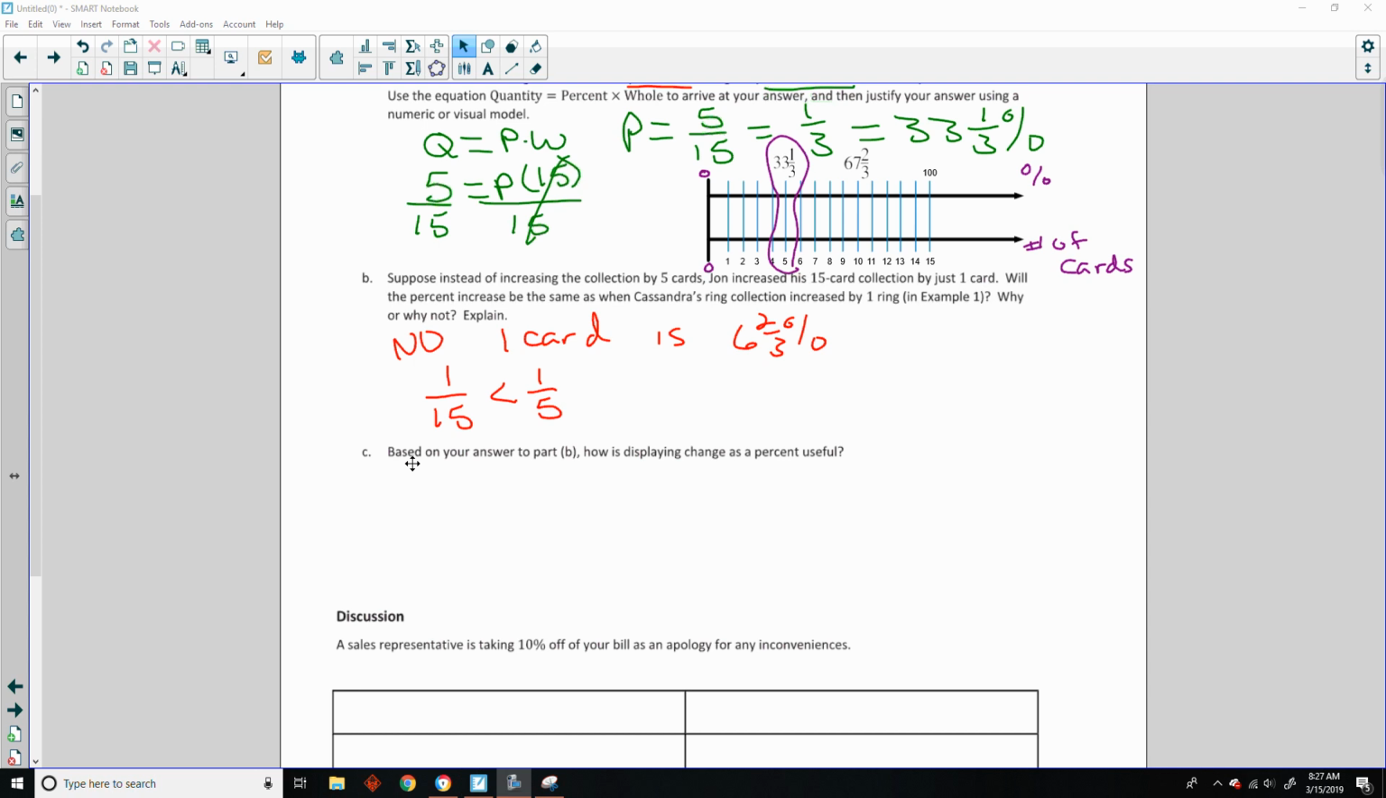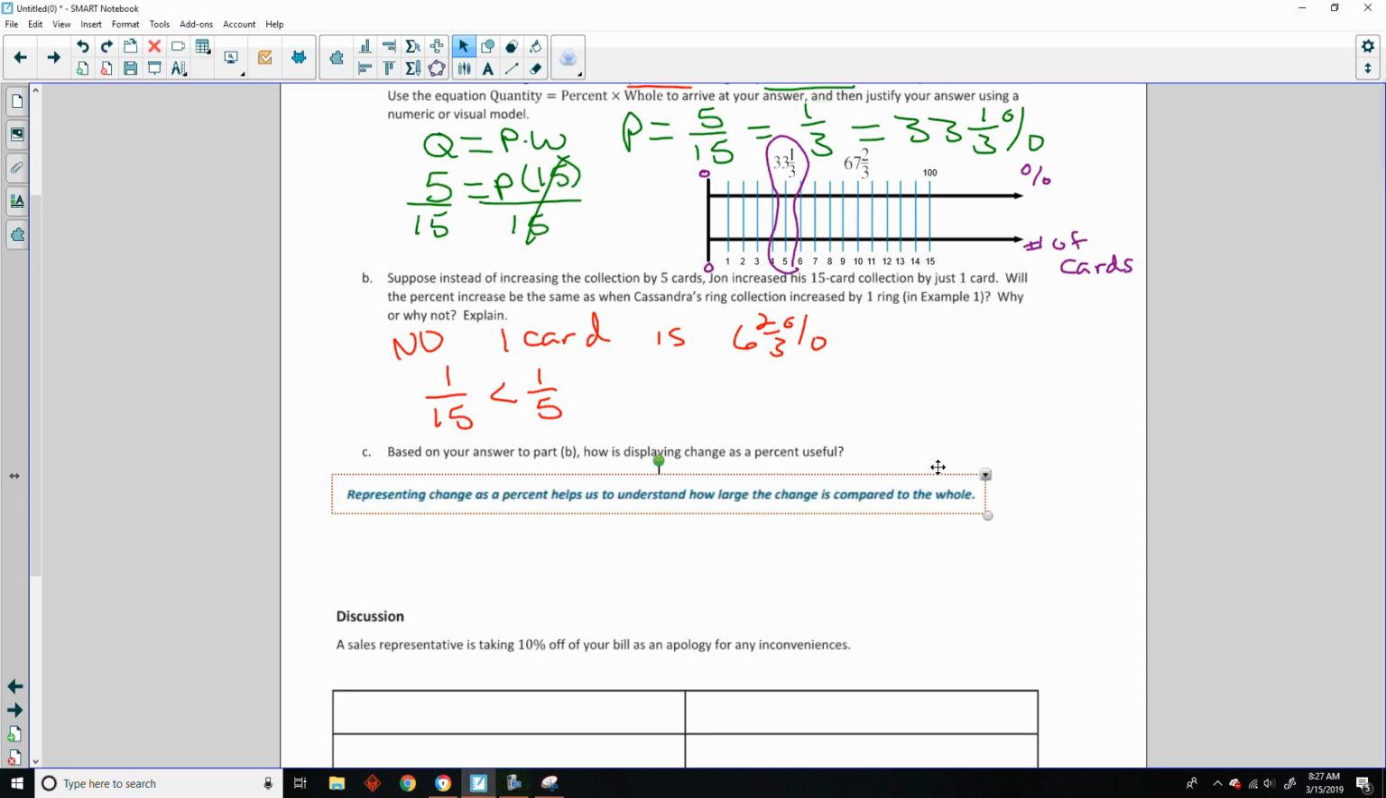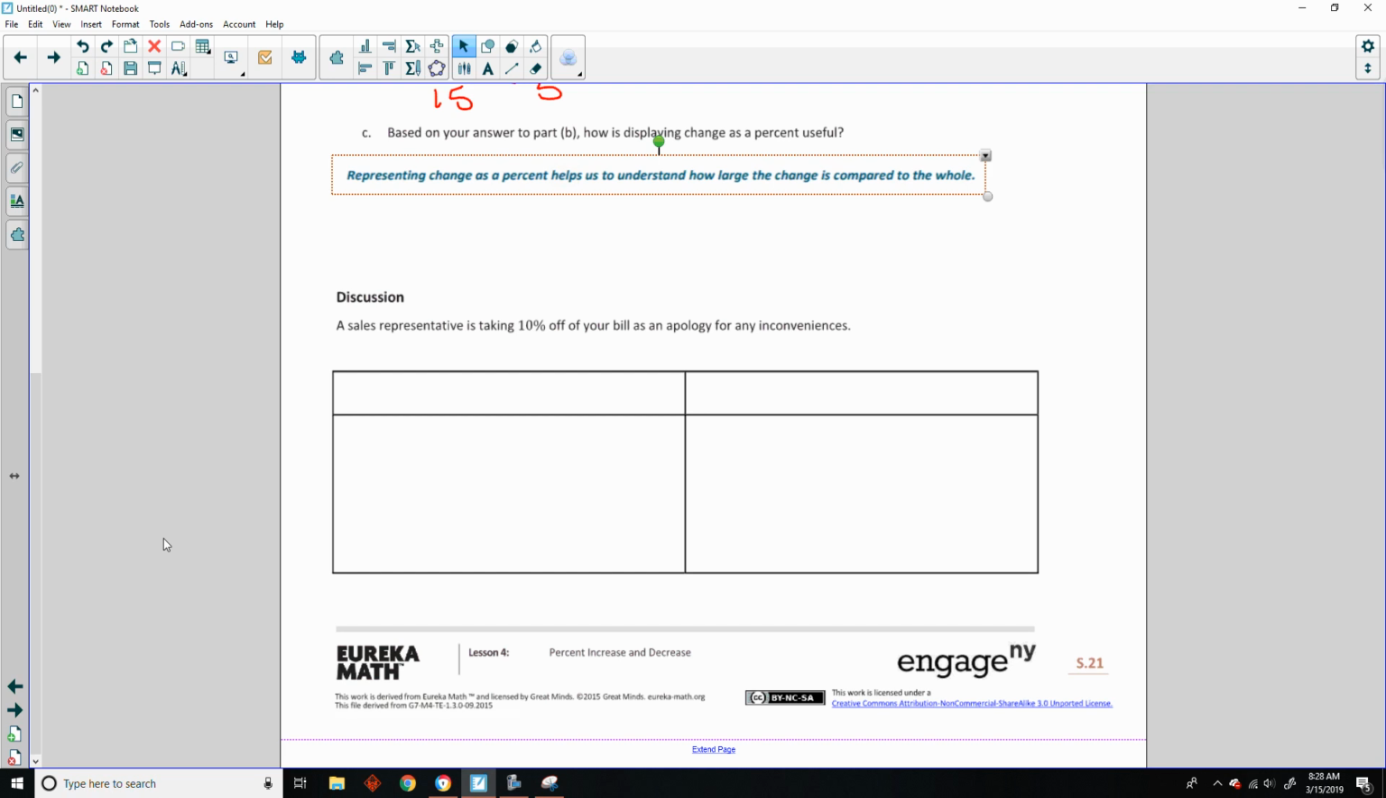Part C says, based on your answer to Part B, how is displaying change as a percent useful? The answer to that is representing change as a percent helps us to understand how large the change is compared to the whole. Discussion. A sales representative is taking 10% off of your bill as an apology for any inconvenience. Okay, so since this is a class activity, I'm just going to read what the teacher edition says, and we're just going to go with that.